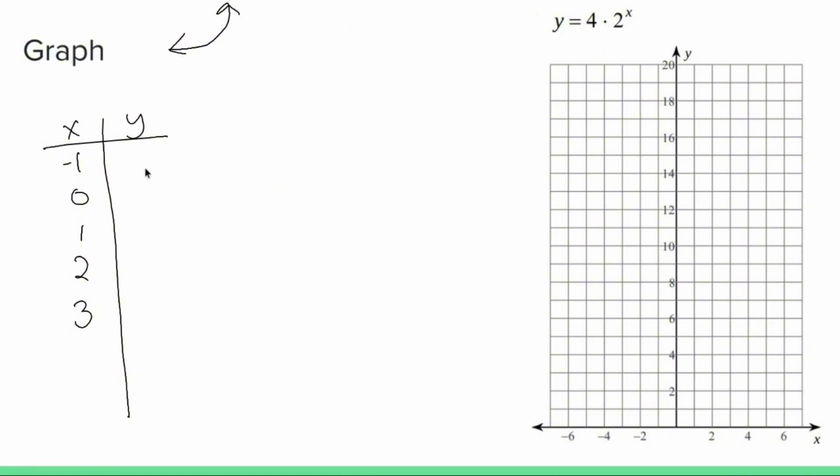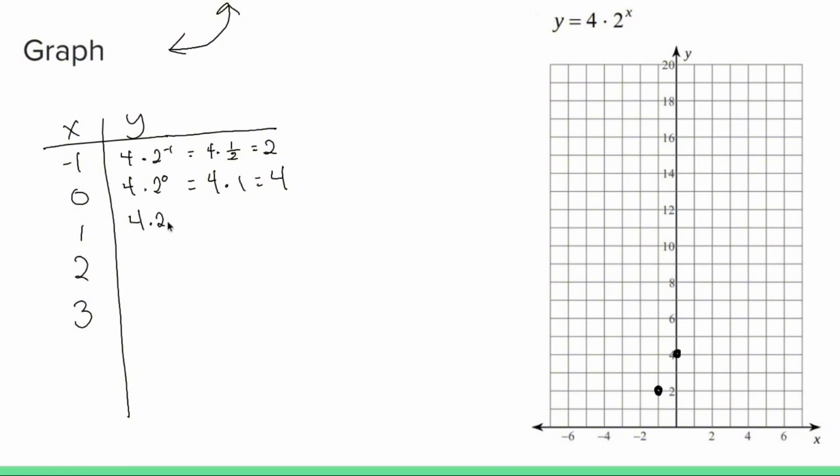So if I were to plug in -1, and let me show myself some more space, 4 times 2 to the -1 power, which is going to be 4 times a half, which is 2. So plugging in -1 gets me 2. Now we're going to see patterns emerge pretty quickly, which is going to make our life easier, and maybe we could stop using this table over here. 4 times 2 to the 0 is going to be 4 times 1, which is going to be 4. So I get the point 0, 4.